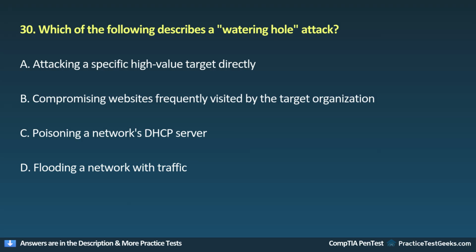30. Which of the following describes a watering hole attack? A. Attacking a specific high-value target directly. B. Compromising websites frequently visited by the target organization. C. Poisoning a network's DHCP server. D. Flooding a network with traffic.